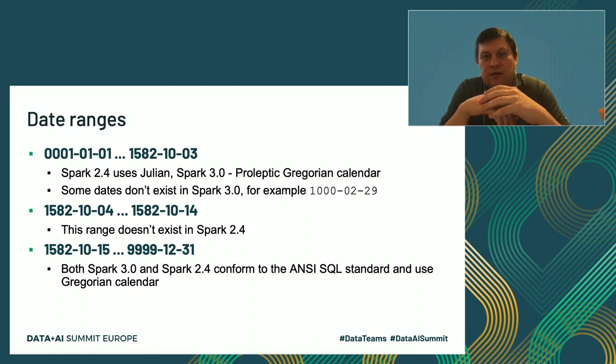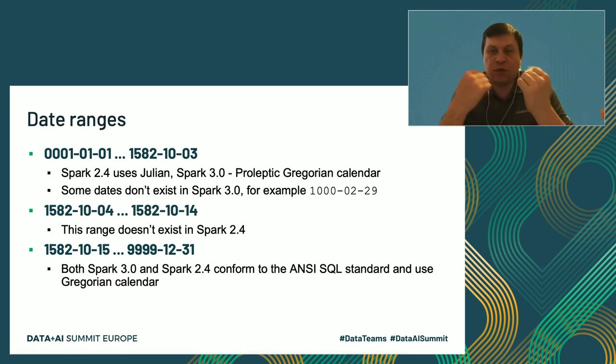For example, 29th February of year 1000. If Spark 3.0 sees this date, it will take the next one, which is March 1st. This is how rebasing works. If you don't like this behavior, you can turn off special flags. We have special flags for reading and writing.